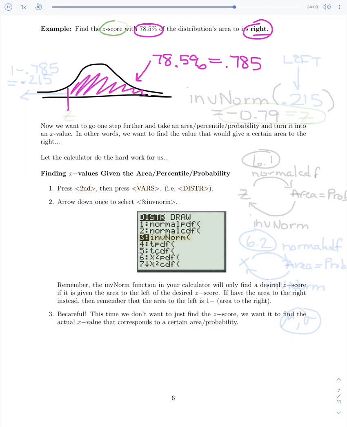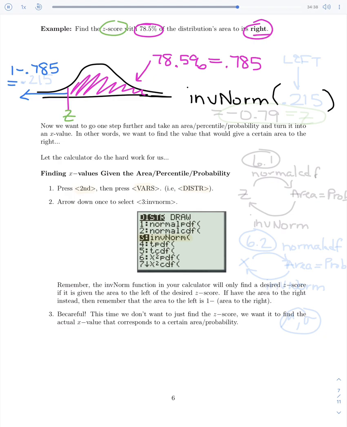So remember, I want to find the z value for that, so I need to find the z, which means I'm going to use the inverse norm function on my calculator. The problem is it needs an area to the left. And right now I only have an area to the right. But I can find the area to the left because the area to the right and the area to the left are complements. They need to add up to 1. So if I do 1 minus the 0.785 that I already have, this will be the area to the left.